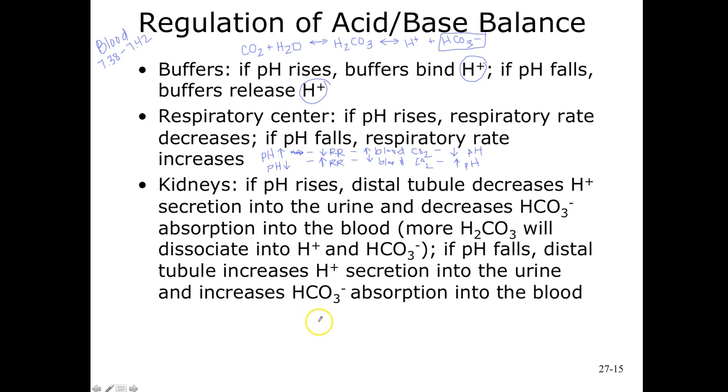Now, when it comes to our kidneys, if the pH rises, we are going to see our distal convoluted tubule decrease our hydrogen secretion into the urine and decrease bicarbonate absorption into our blood. So we'll have more of our carbonic acid dissociating into our hydrogen and our bicarbonate ion. And vice versa. If our pH is going to fall, our DCT is going to increase our hydrogen secretion into our urine and increase our bicarbonate absorption into the blood.